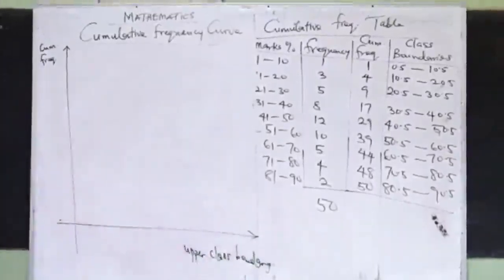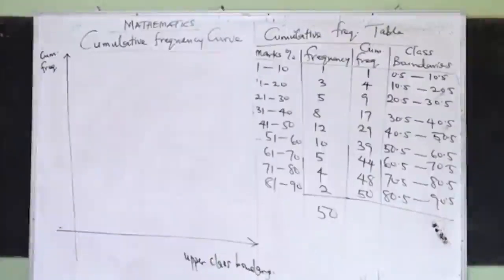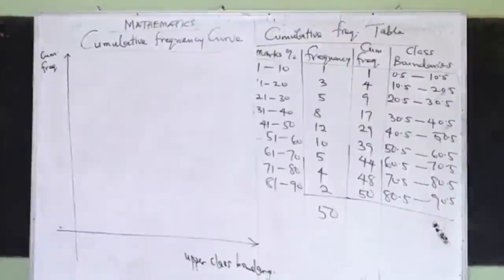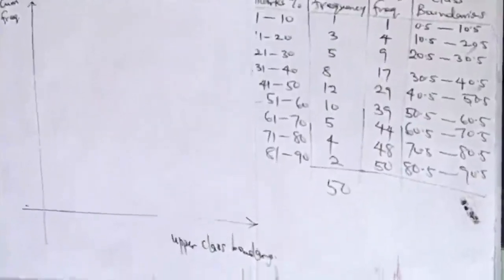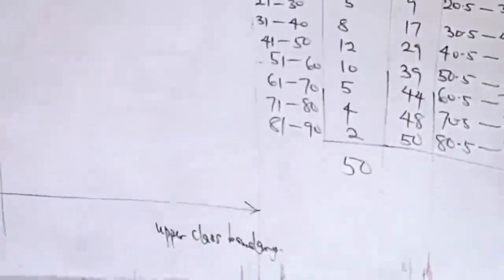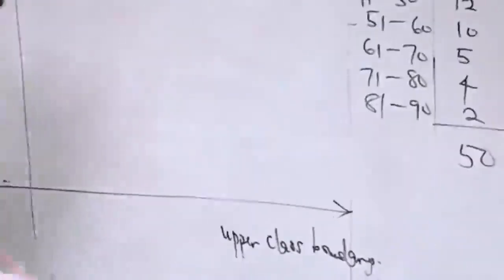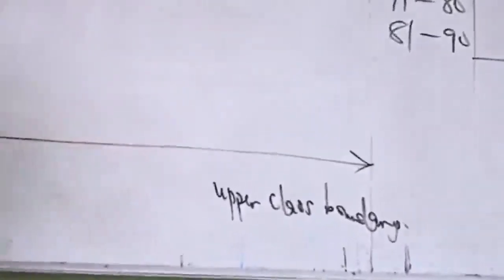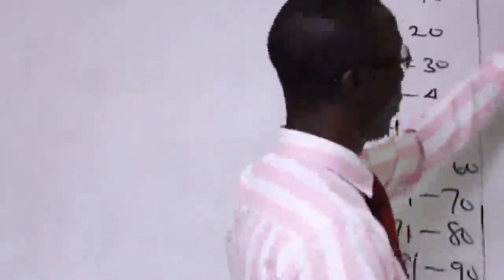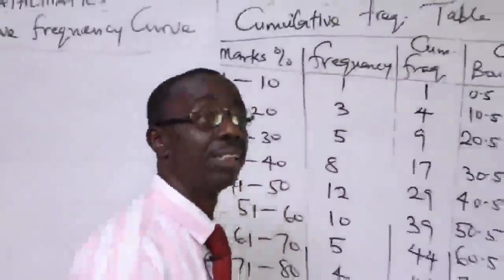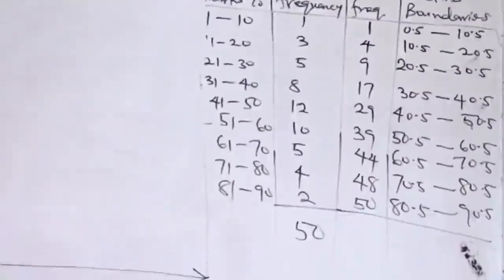Upper class boundary. Were you given a scale? It is also the type of graph where you have to choose the scale by yourself. That is why you must understand scale very, very well. Let's look at cumulative frequency. The lowest is 1, the highest is 50.